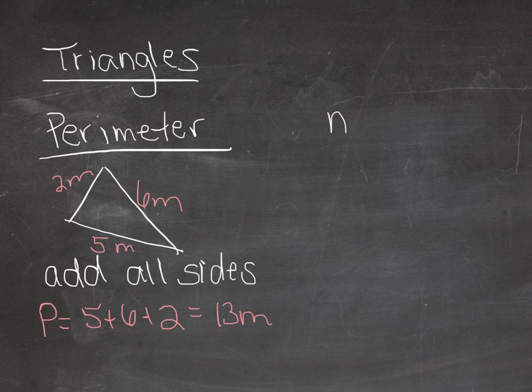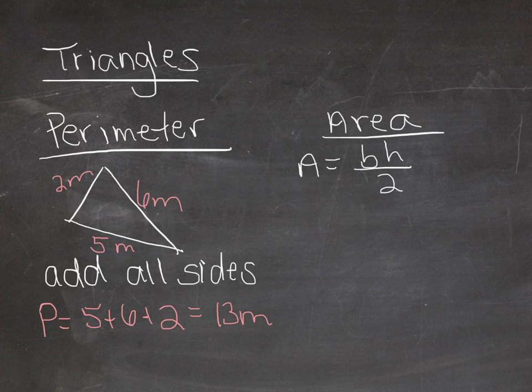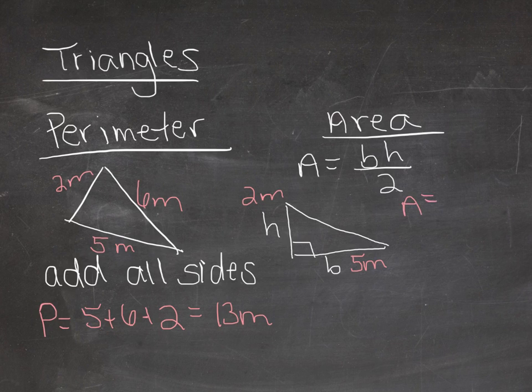Okay, and then the area of a triangle. So area is equal to base times height divided by 2. So looking at a triangle, we need to just figure out what is the height. That's where it gets a little bit tricky. So if I have a right angle triangle like this, this would be my base and this would be my height. So I would take whatever the measure is for my base, multiply by the height, and then divide it by 2. So let's say the base was 5 meters and the height was 2 meters. So then the area of this triangle would be equal to 5 times 2 divided by 2. So that would just be equal to 5 meters squared.